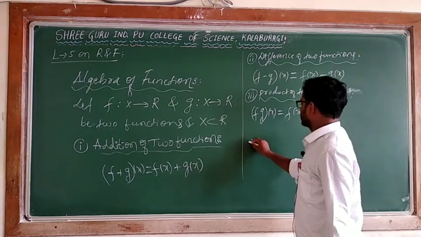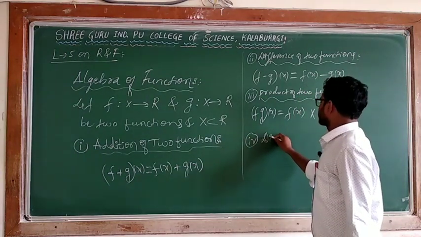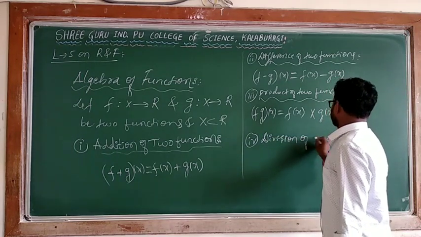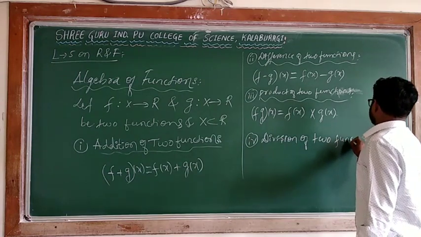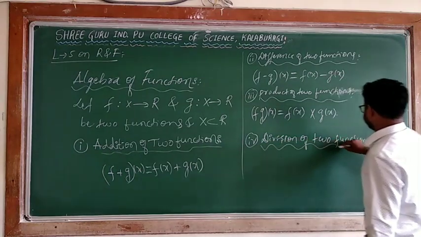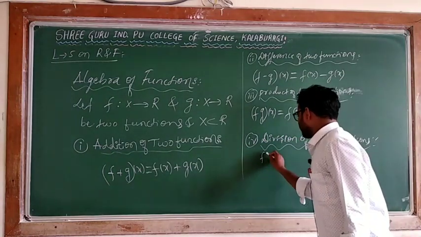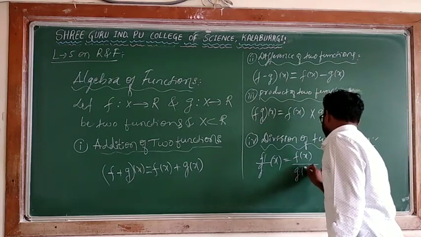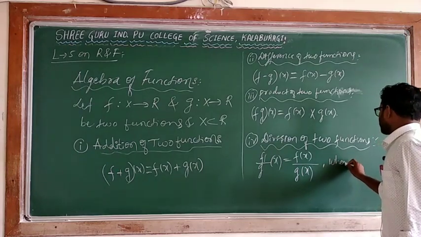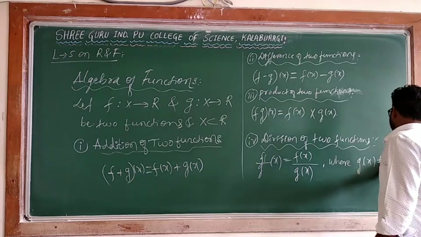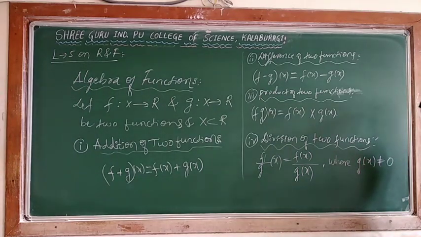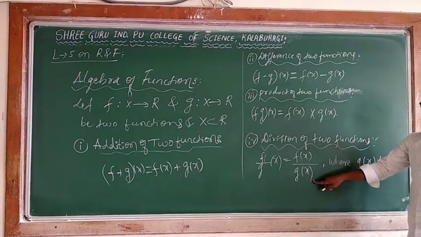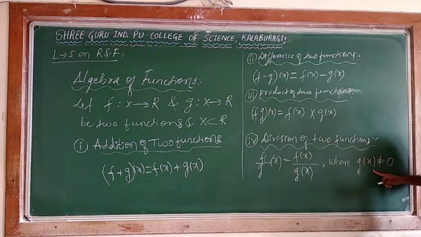Then division, or you can say quotient. Division of two functions can be taken as f by g of x is equal to f of x divided by g of x, where the denominator should not be equal to 0, because when the denominator is equal to 0 the function will not be defined. Whenever the denominator is 0, it is not possible to define the function. For that reason the denominator should not be equal to 0.